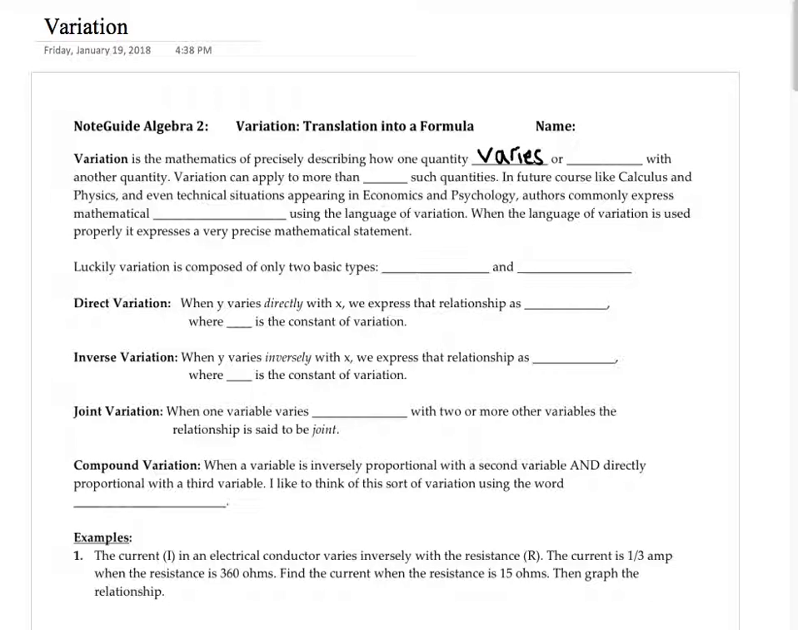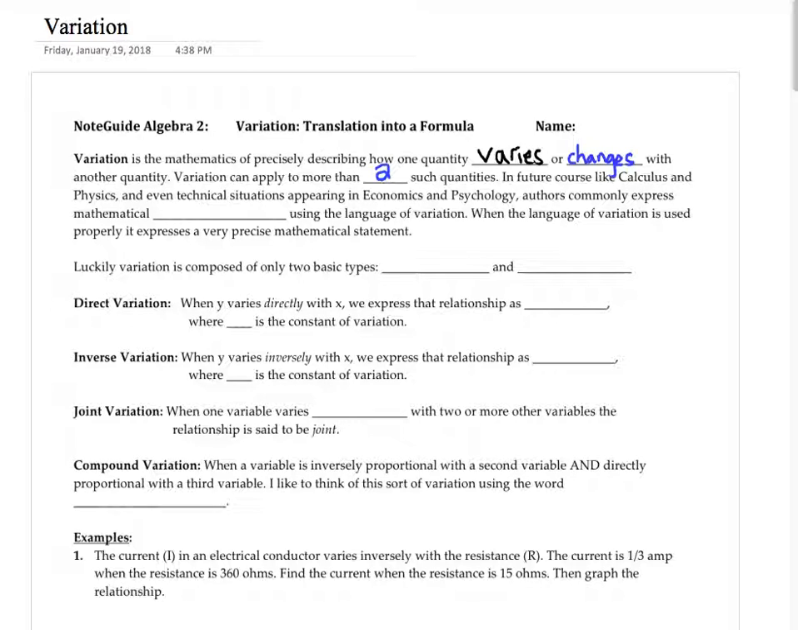Something you might also think about in terms of variation is just one quantity changing as another quantity or variable changes. That's a pretty broad variation to begin with. Variation can apply definitely to more than two variables or two quantities at a time. We use it very often in physics and in calculus in my AP courses. I've also encountered it personally when reading about economics, about psychology. I've even encountered it in history actually before.